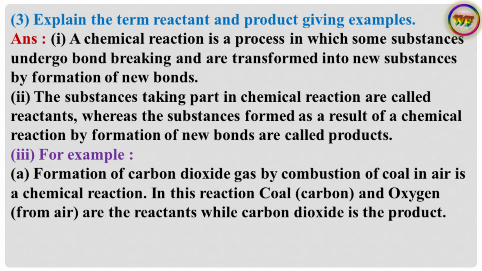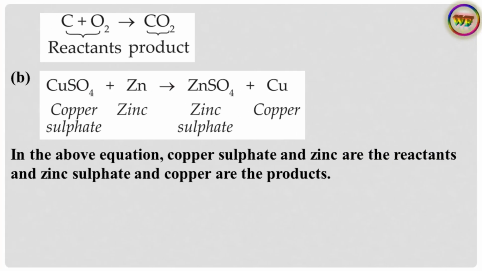Point 3. For example, Point A. Formation of carbon dioxide gas by combustion of coal in air is a chemical reaction. In this reaction, coal, carbon, and oxygen from air are the reactants, while carbon dioxide is the product. Point B is given directly. In the above equation, copper sulfate and zinc are the reactants and zinc sulfate and copper are the products.